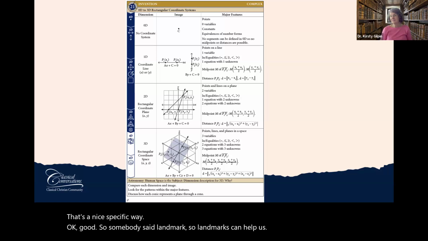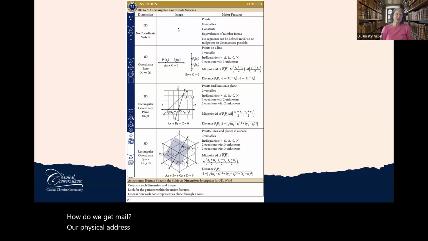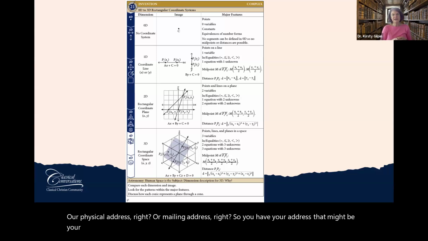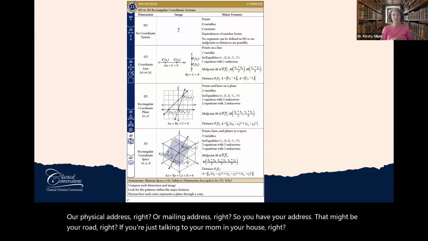How do we get mail? Our physical address, or a mailing address, right? So you have your address, that might be your road. If you're just talking to your mom in your house, you don't necessarily use your GPS coordinates.